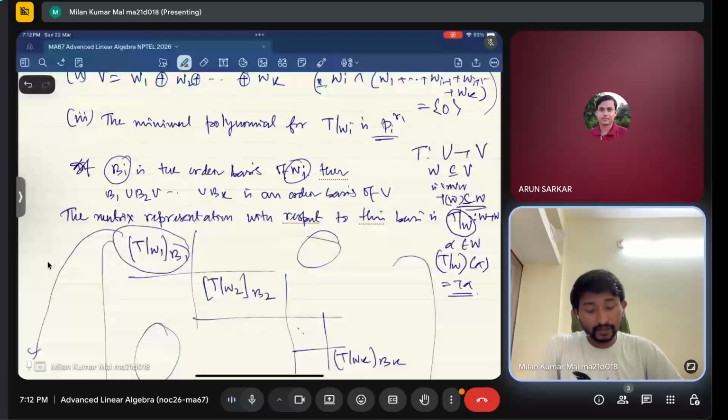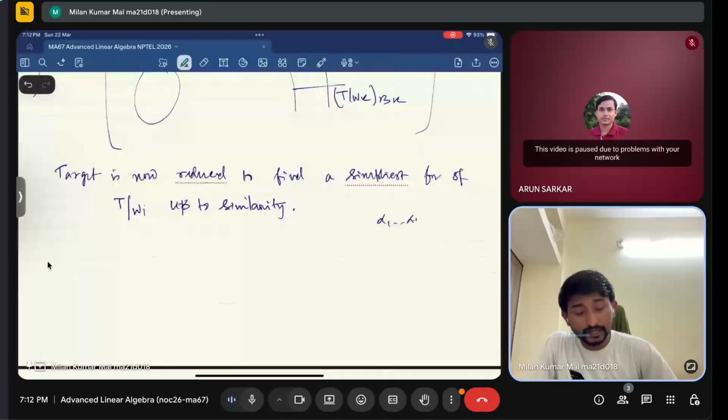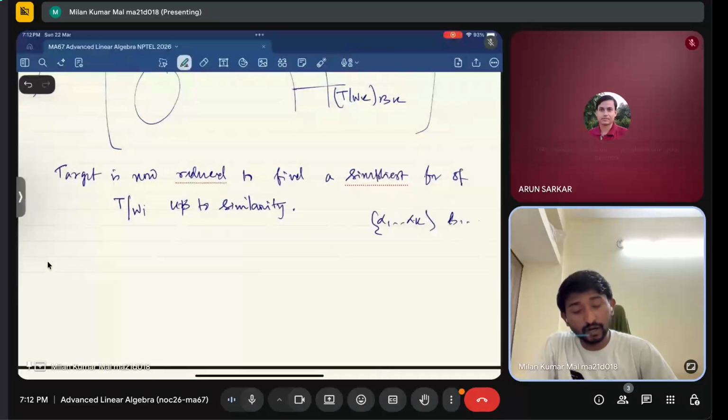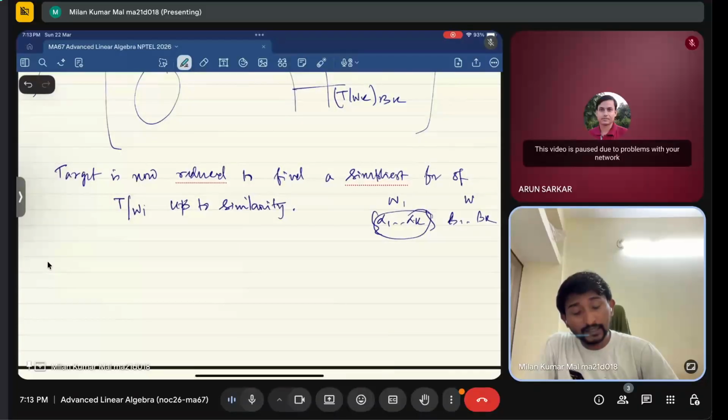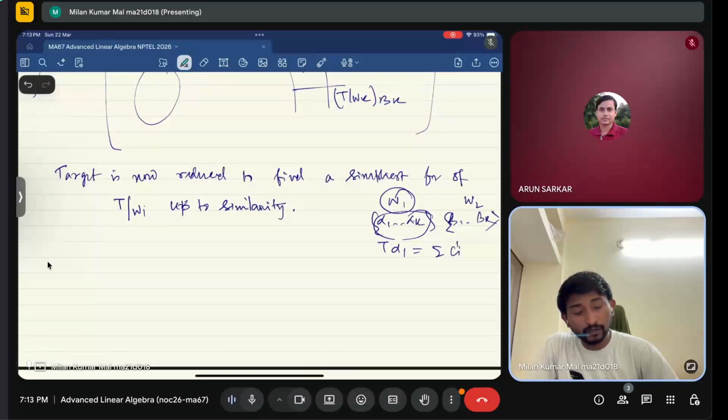So that's why the matrix representation will be in block form. There is no doubt about this. For example, take a basis alpha 1, alpha 2, up to alpha k, and another basis beta 1, beta 2, up to beta k, where the first set spans W1 and the second set spans W2. As I have said, W1 is invariant under T, and W2 is invariant under T. If I apply T at the point alpha 1, that will be some element in W1, that means some linear combination of the alphas. Similarly, T alpha 2 will be the sum of Ci2 alpha i, and T alpha k will be the summation of Cik alpha i.